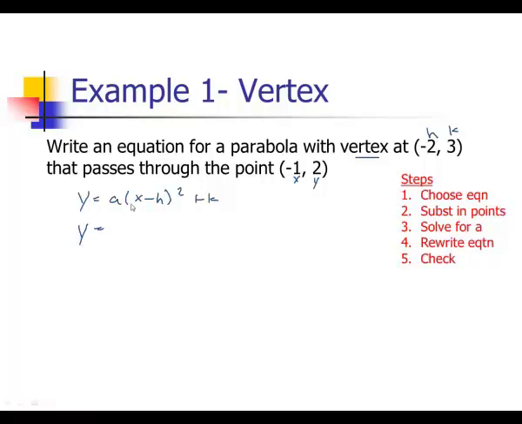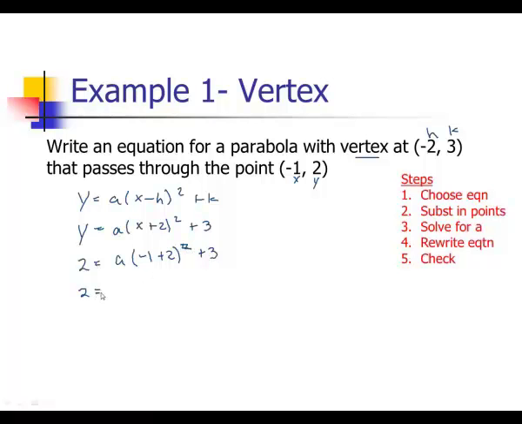So since my vertex is h and k, I'm going to first plug that into h and k. So y equals a, x minus -2, squared plus 3, and passes through the point (-1, 2). So now we're going to plug in our x and y point. So y is 2. We don't know what a is. x is -1 plus 2 squared plus 3.